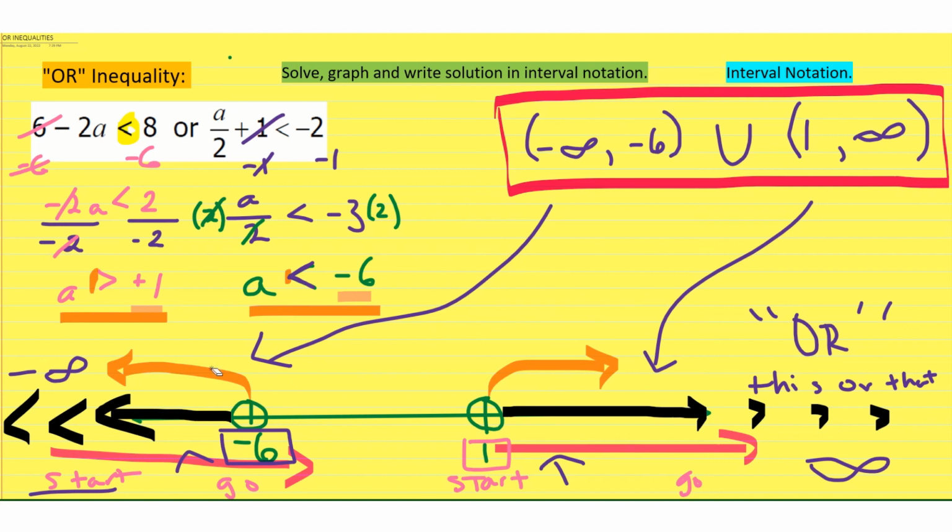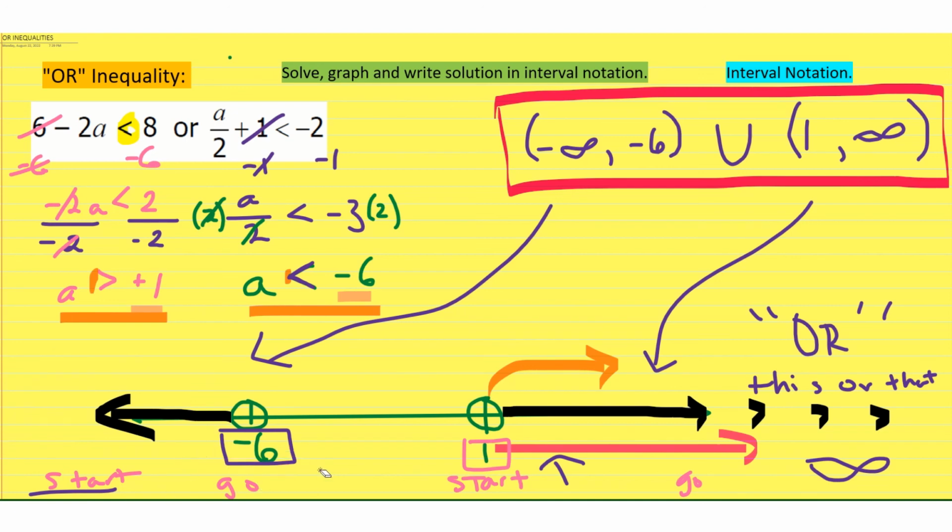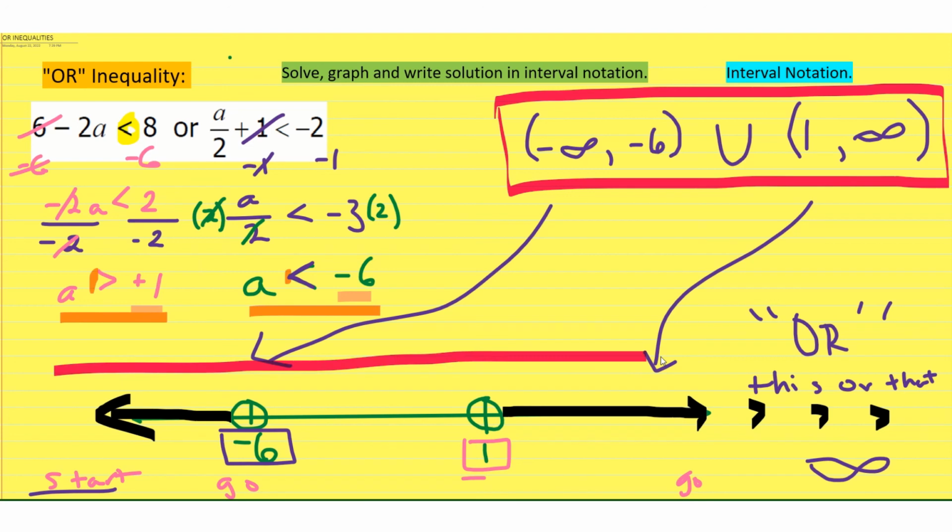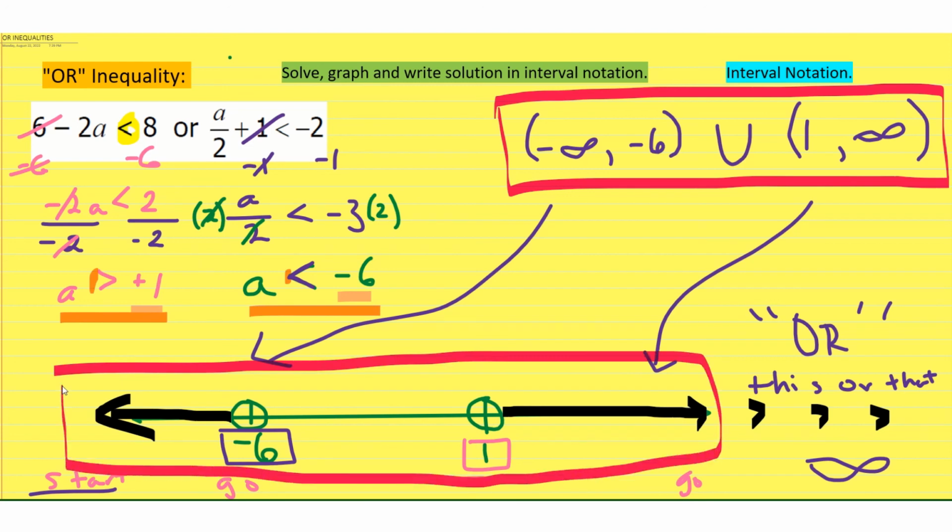And let me go ahead and erase a little bit of this so you can see this a little more clearly. This is our solution graph right there. Okay. So interval notation, graph, and we are good to go.